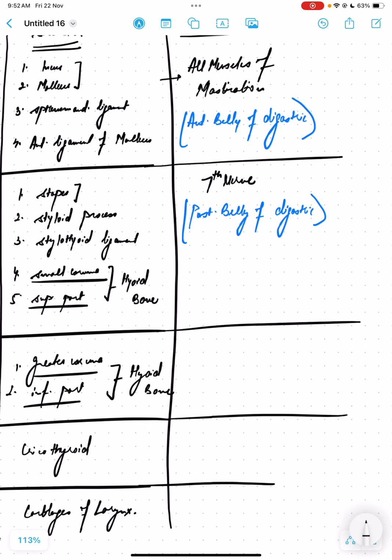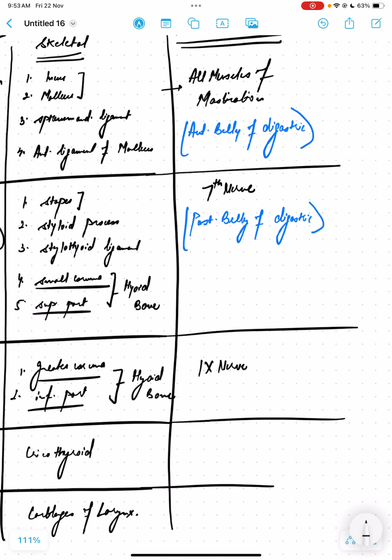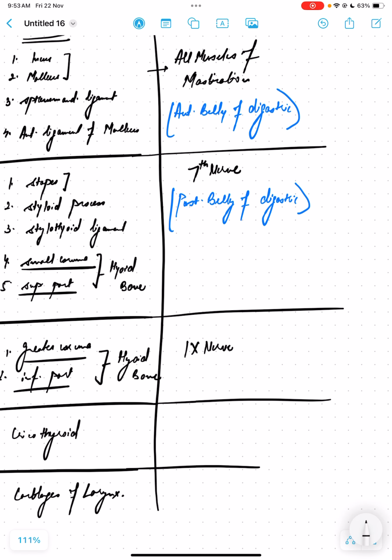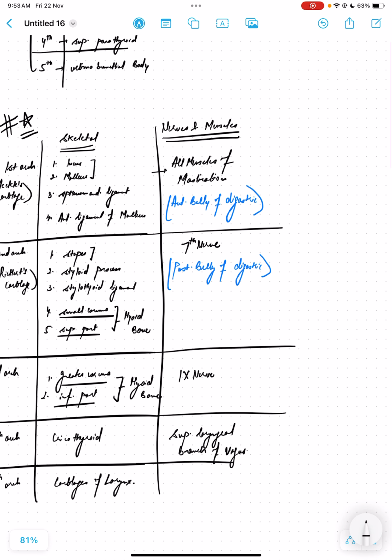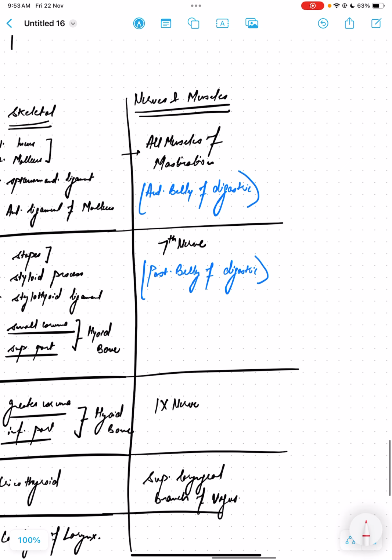Then what is the nerve involved in the third arch? It is our 9th nerve, that is called the glossopharyngeal nerve. And in the case of 4th and 6th, there is the superior laryngeal branch of vagus, okay. So these are the nerves and muscles. Basically you have to remember in which arch, first or second, is the anterior belly involved, or the posterior belly is involved in second and anterior belly is involved in the first arch.